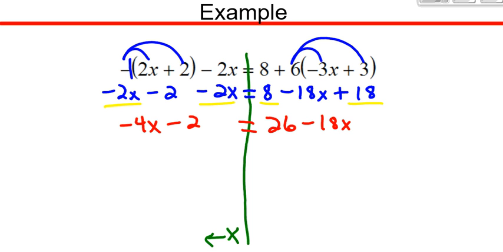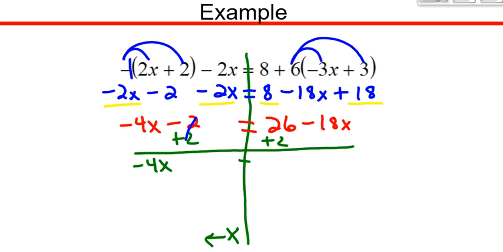All right, so now I'm going to do the same thing as I did before, where all my x's are going to go on the left and all my numbers are going to go on the right. So I'll start out by adding 2 to both sides. That's going to give me negative 4x, because these will cancel, is equal to 28 minus 18x. Then my x over here is going to have to go away, so I'm going to add 18x to both sides.